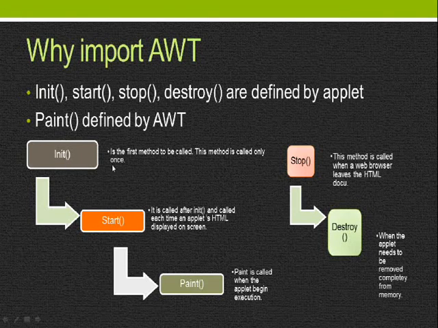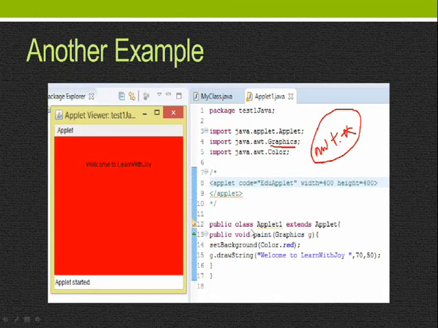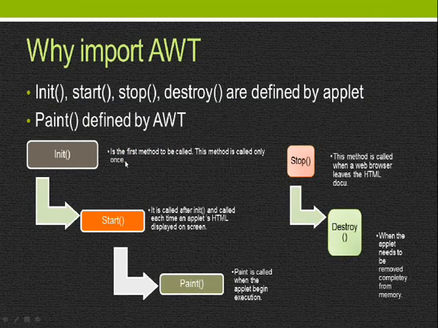Now init is the first method to be called. This method is called only once. To run the applet, the init method is called, regardless of whether we have specified it here or not. Here this is the simplest applet program. We have not specified init, stop, destroy, etc. The init will run in the background. It is the first method called, and it is called only once. And start is called after init.